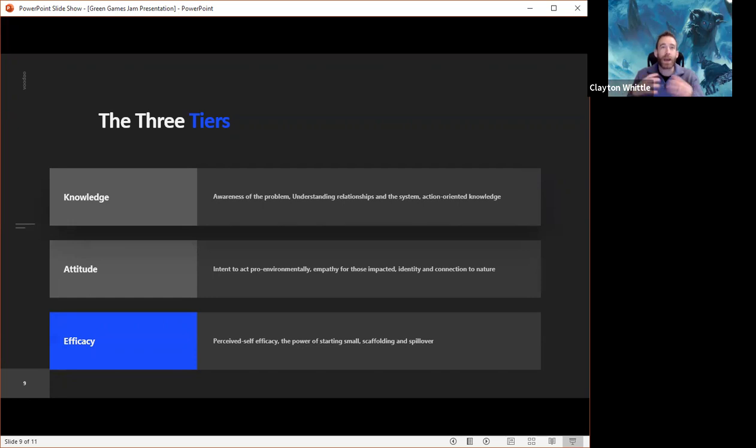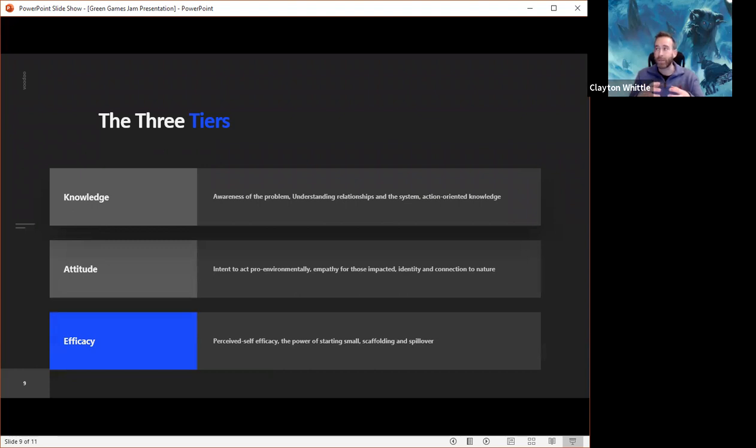ourselves, how can I, in what I'm doing now, connect to one of these three tiers, even a little bit, to help my players, to empower them to take this next baby step? How can I empower their self-efficacy on this journey?